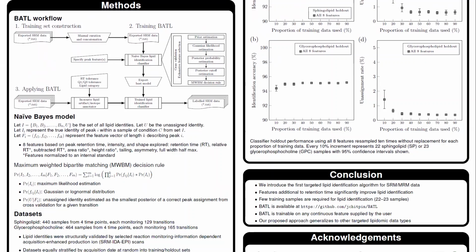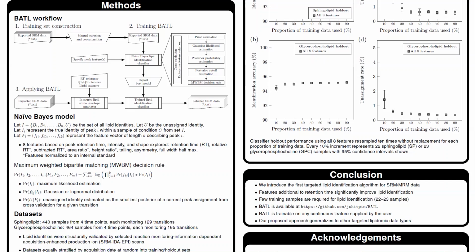To address this hypothesis, we developed the R package BATL, which uses a naive-Bayes model to estimate the posterior probability of simultaneously identifying all SRM peaks in a sample. In step 1 of the BATL workflow, exported SRM data is manually curated and concatenated into a single text file. In step 2, BATL imports this training set to construct the naive-Bayes model using the peak features specified by the user. Either a single model is constructed using these features, or BATL can exhaustively construct models from all combinations of features and export the best performing model.